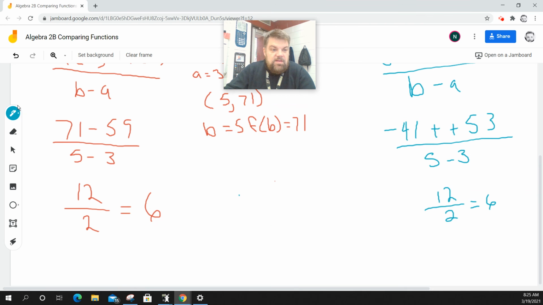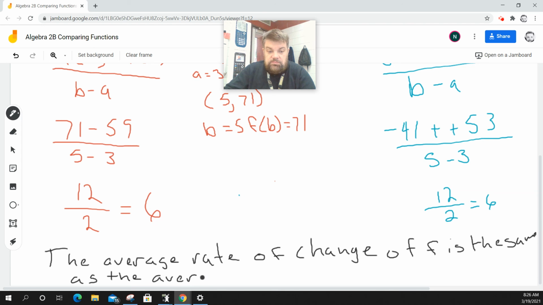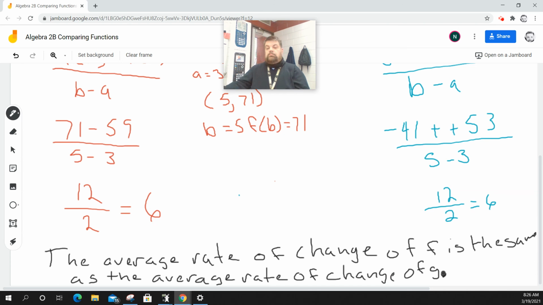All right, so what does that say? What statement is true? The statement that's true is that the average rate of change of f is the same as the average rate of change of g. So they have the same. And that's it.